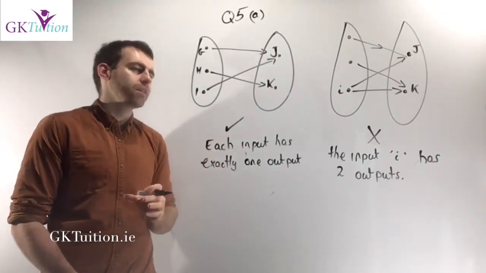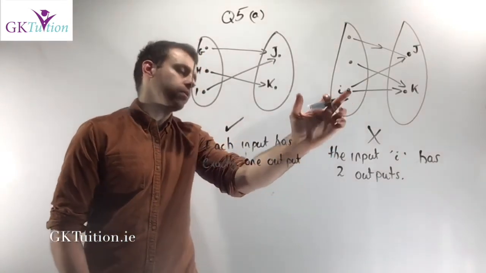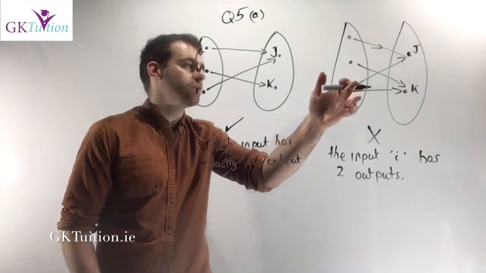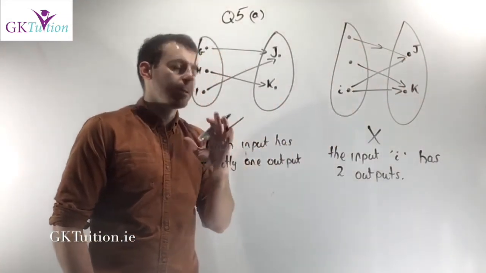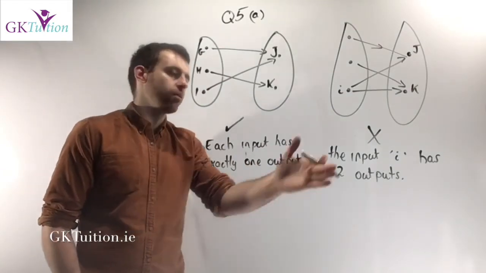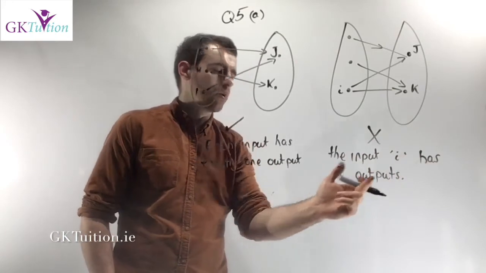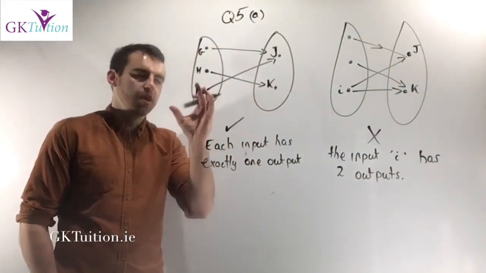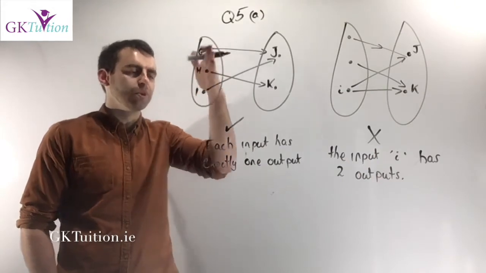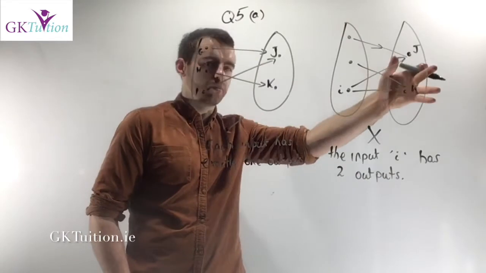On the other hand, if you look at the second mapping diagram, if you look at the third one here, if you look at I, the input I has two arrows coming from it. If there's an input with two outputs, that means it is not a function. So that one is not a function, and your reason is the input I has two outputs. And that cannot occur if something is a function. First one's a function because each input has one output. Second one is not a function because there's an input with two outputs.